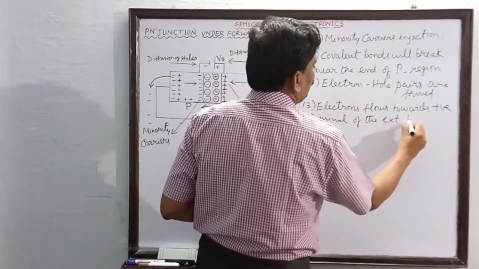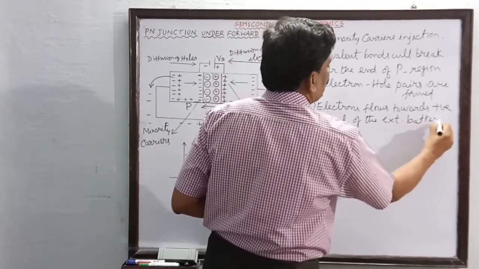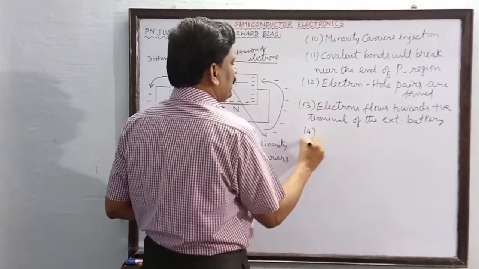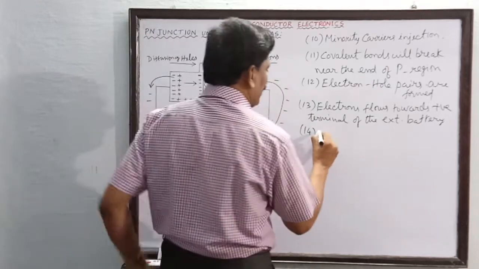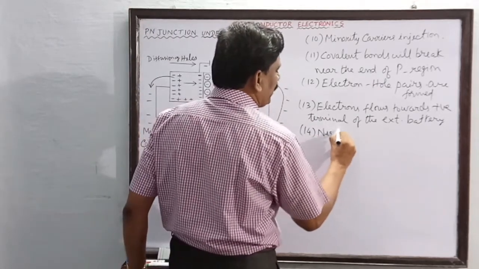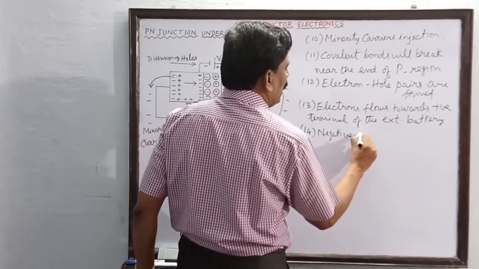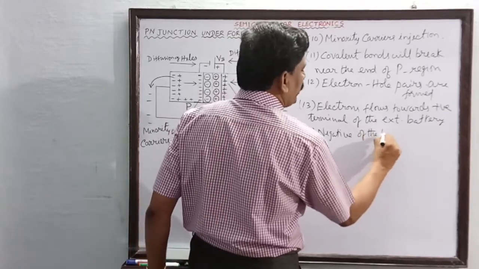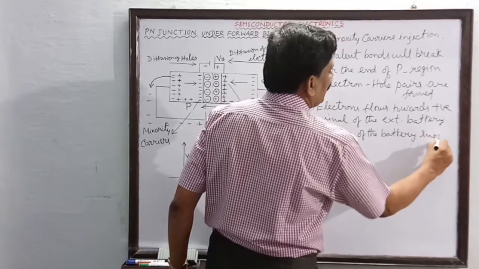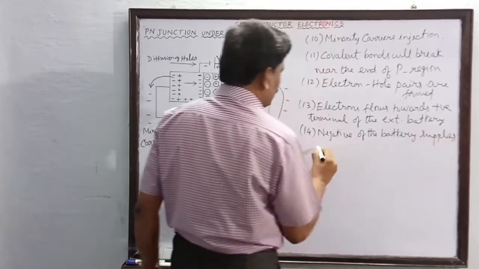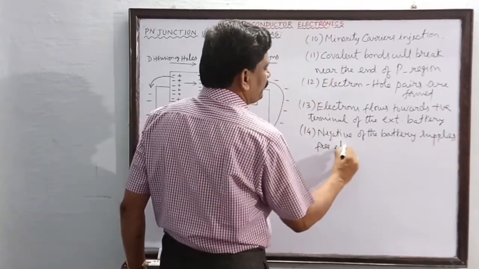So, external battery. Then, what happens? The negative of the battery supplies an equal number of electrons. So, negative terminal of the battery, I will write. Negative terminal of the battery supplies free electrons.